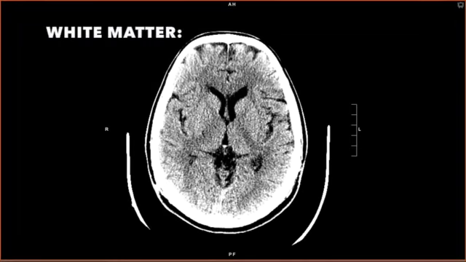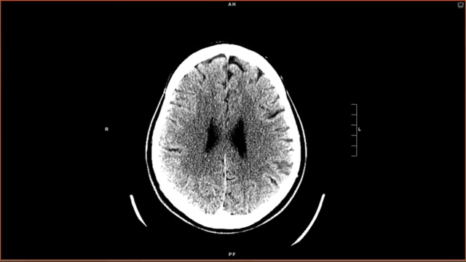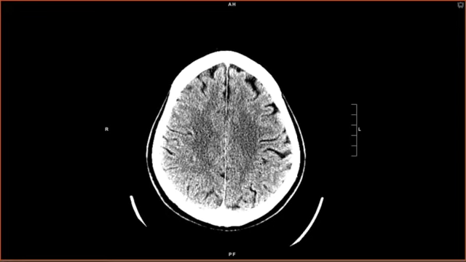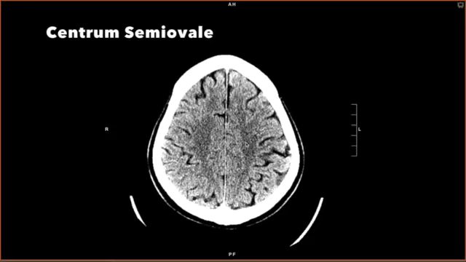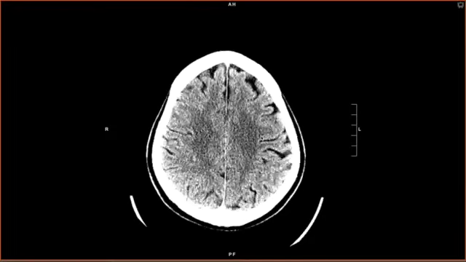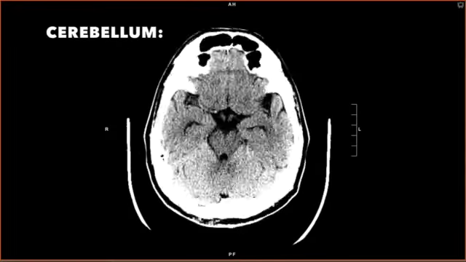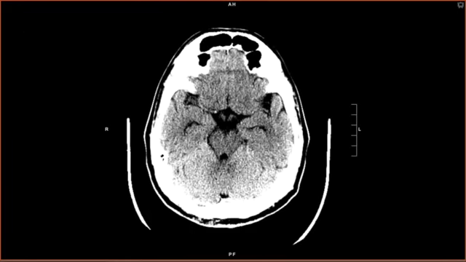There are a few white matter structures you're going to also want to know. On this same slice, this here is the internal capsule. This is the external capsule over here. As I scroll up, this here is the corona radiata, and this, as I scroll up, is the centrum semiovale just above the ventricles. The cerebellum is infratentorial, or below the tent, here.